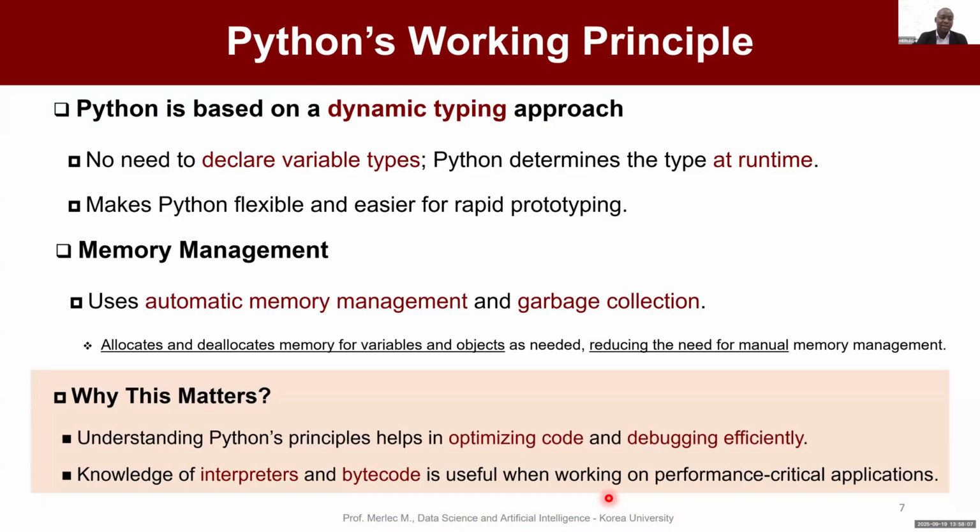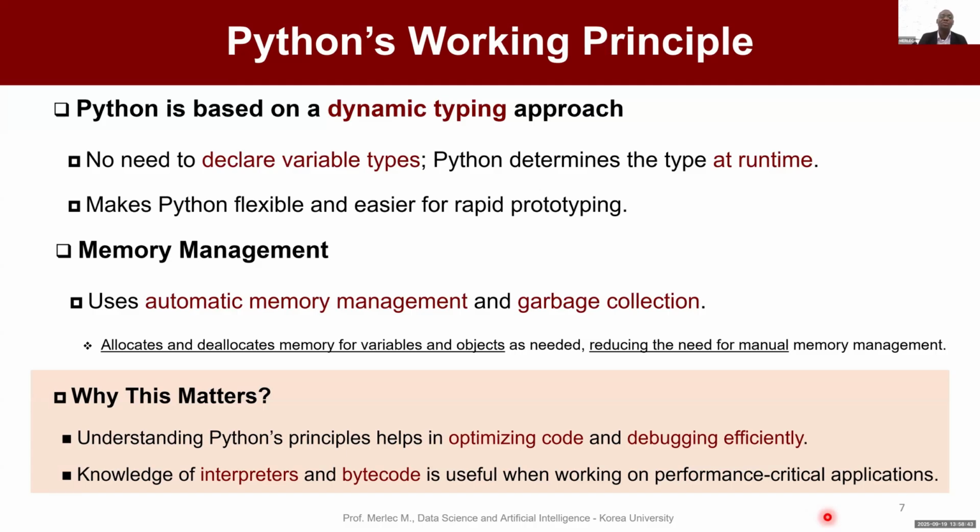Why does this matter? This is very important for you to understand in order to optimize your code, and it's also useful for debugging your code efficiently. Knowing how Python works as an interpreter and how the Python source is converted into bytecode is useful for you to understand how you can optimize the performance of your application, especially in the case where you need to develop performance critical applications.